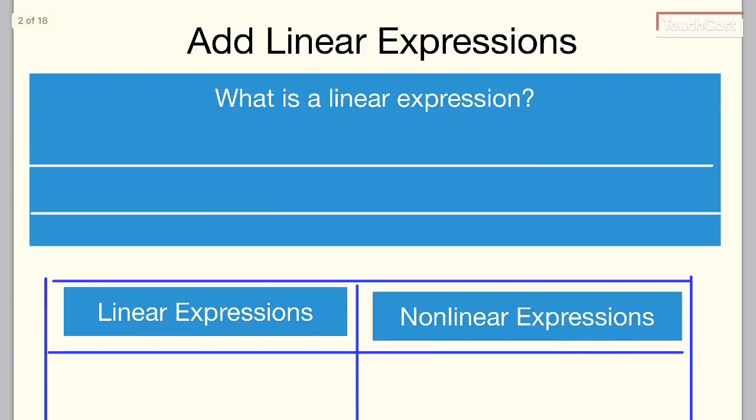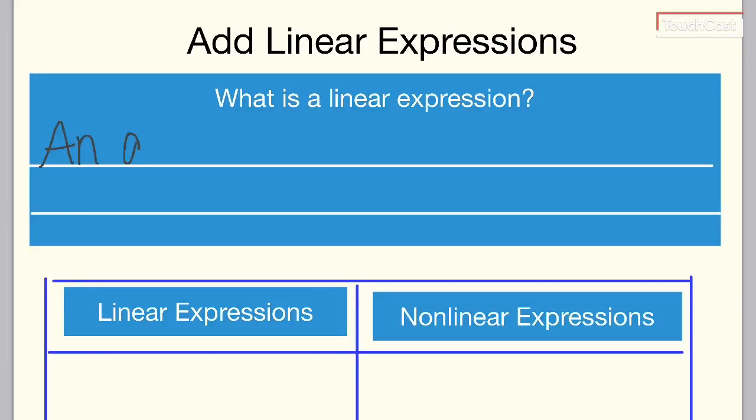The first thing we have to do is understand what linear expressions are. So, what is a linear expression? Well, that's going to be an algebraic expression in which the variable is raised to the first power only. Okay, that might sound a little confusing, so we'll show some examples. But first, let's get that definition down. What is a linear expression?